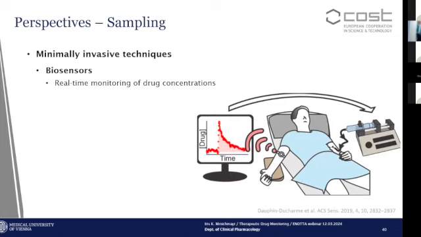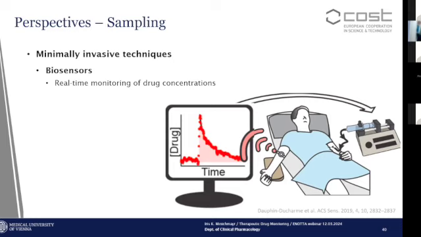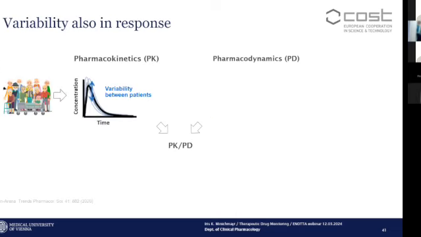Biosensors offer the possibility of real-time monitoring, meaning that drug concentrations can be continuously quantified at really high resolution. And such sensors could be integrated into closed loop systems that can automatically adjust the dosing, similar to modern glucose monitoring or insulin pump devices.